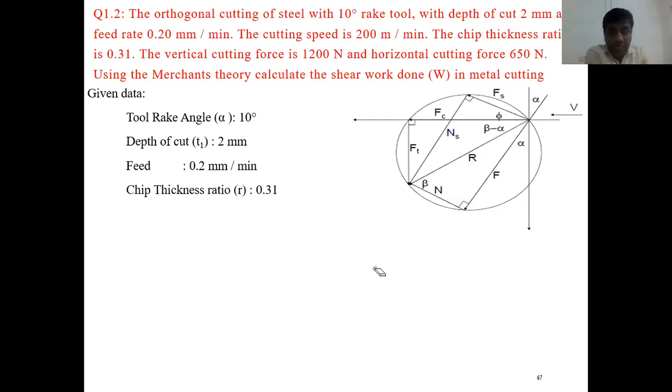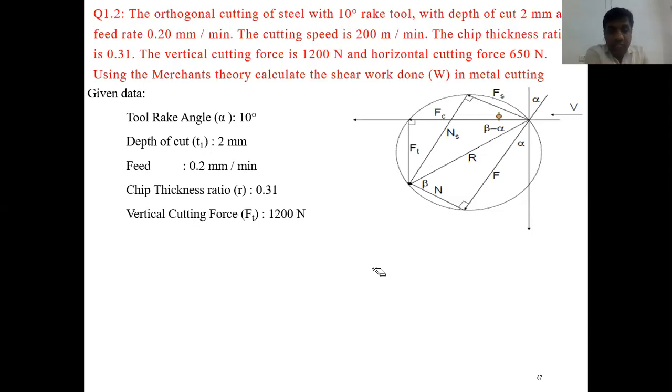Chip thickness ratio directly given. In the previous problem we calculated the chip thickness, but here it's not giving the chip thickness, but the ratio of chip thickness is given. So directly given, we just take it as 0.31. So chip thickness ratio is nothing but the R value in our calculations.